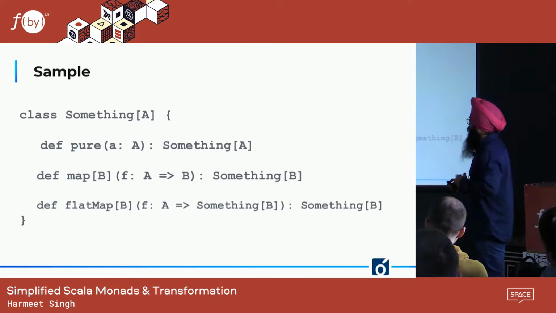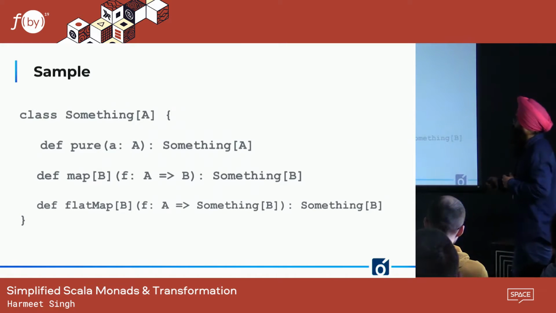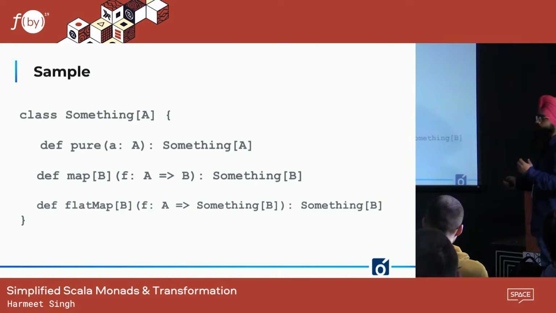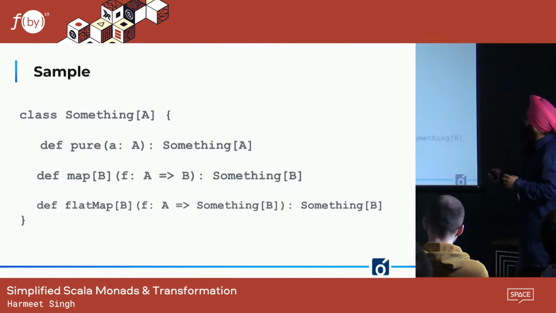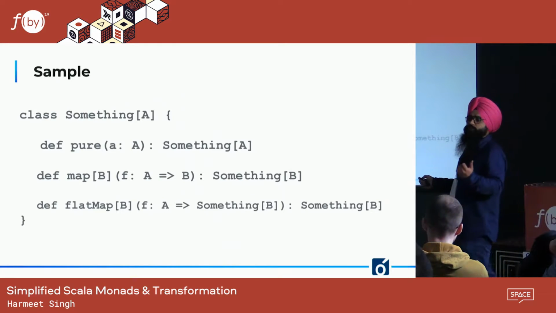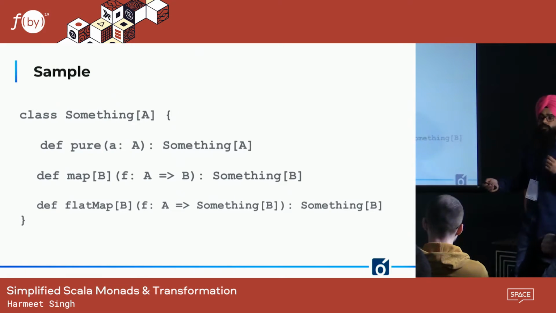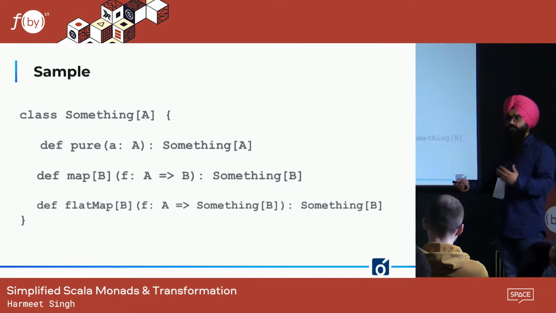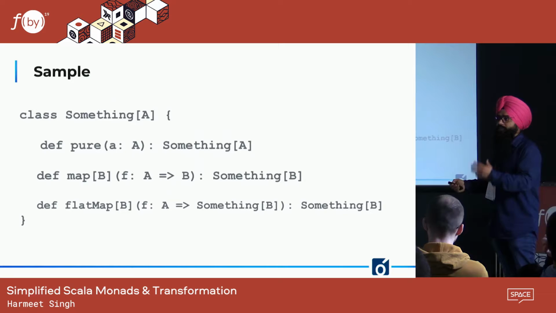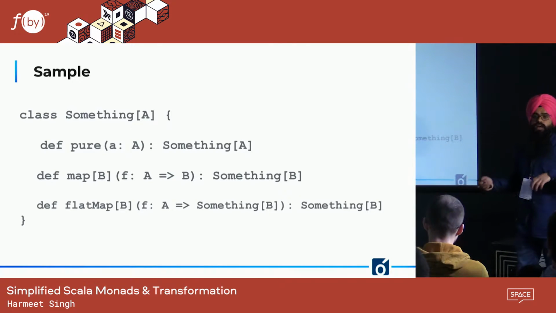This pure method, if you see its declaration, actually accepts a type A and wraps it into something of A. In Scala, in the last example, we are using case classes. In Scala, the case class provides a method apply which performs the same thing. It accepts a normal input and wraps it into the defined type.